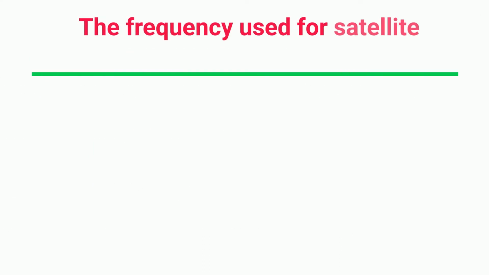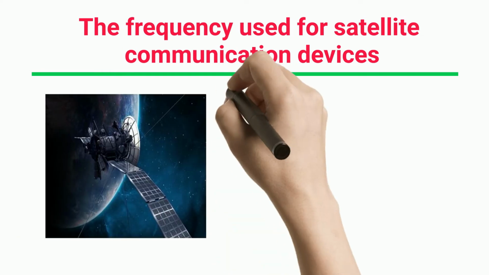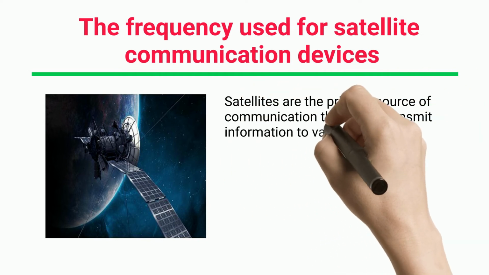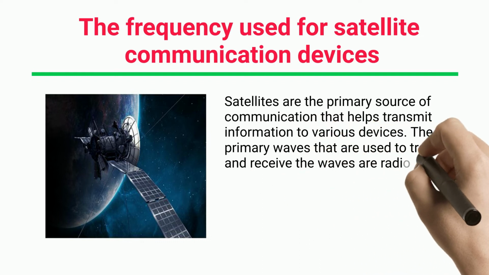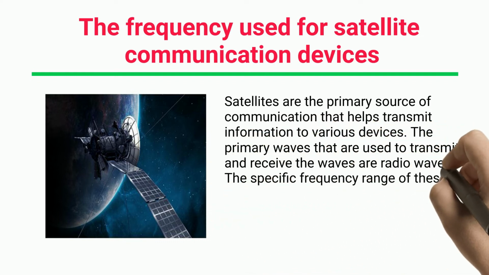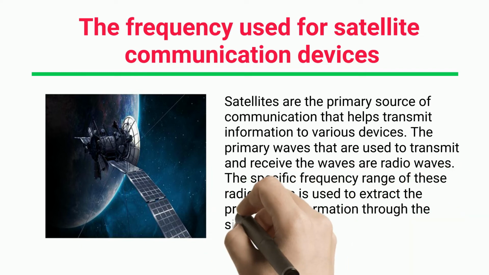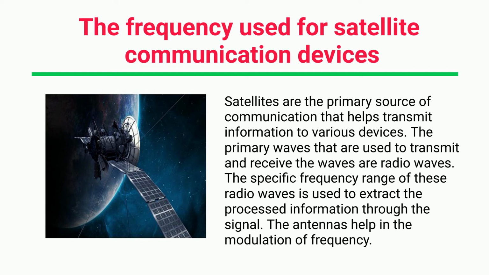The frequency used for satellite communication devices. Satellites are the primary source of communication that helps transmit information to various devices. The primary waves that are used to transmit and receive the waves are radio waves. The specific frequency range of these radio waves is used to extract the processed information through the signal. The antennas help in the modulation of frequency.